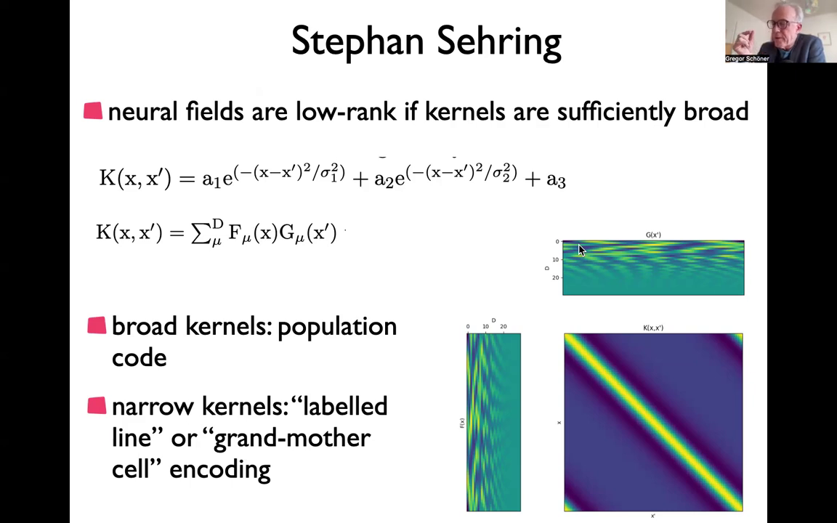If we have narrow kernels, then the fields can go more into something like a labeled line or grandmother cell encoding, which is what we sometimes postulate when we have single neural nodes that stand for something. But it's not so clear what the kernel actually means. So this link between the neural dimension and the neural dynamics is discussed much in these papers, but my understanding is it's not actually very clear.